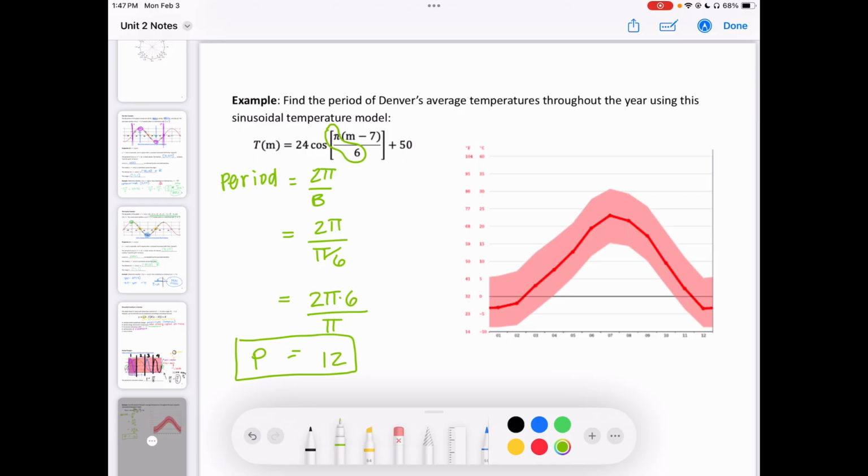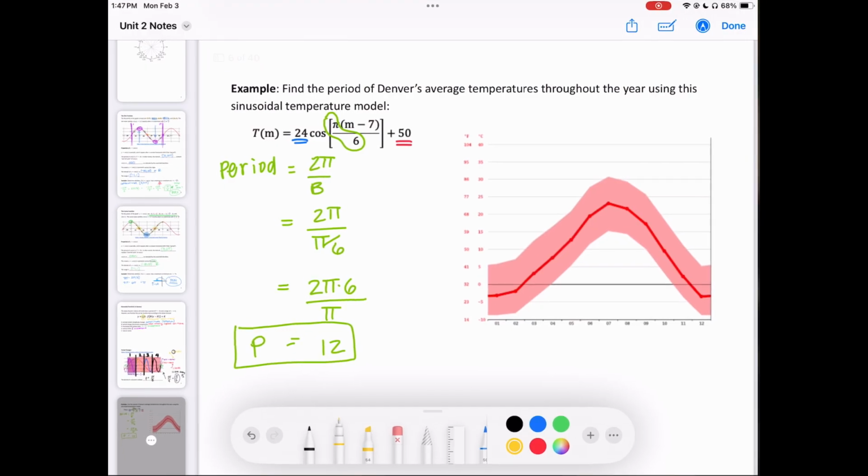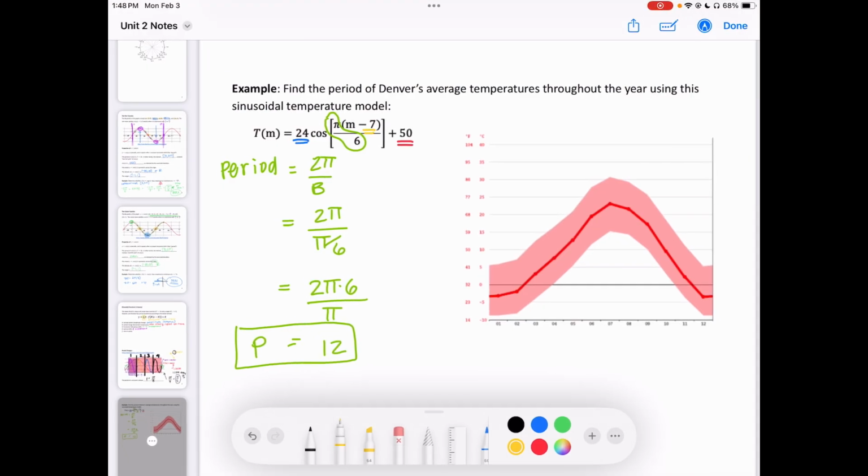Now, just to touch back on some of the other things we just talked about, 24 is going to be your amplitude. So we're stretching by a factor of 24. 50 is going to be a vertical shift. So we're going up 50. And 7 is going to be a horizontal shift to the right. Horizontal shift to the right.